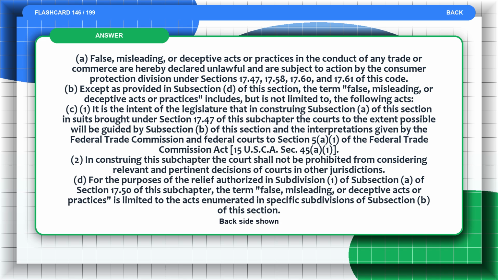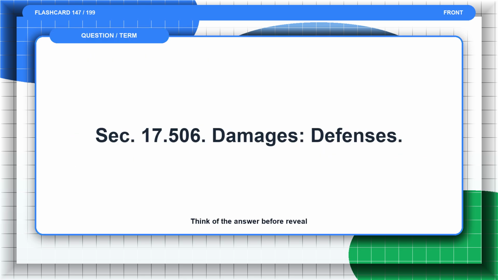Sec. 4501. 2. In construing this subchapter, the court shall not be prohibited from considering relevant and pertinent decisions of courts in other jurisdictions. D. For the purposes of the relief authorized in subdivision 1 of subsection A of section 17.5 of this subchapter, the term false, misleading, or deceptive acts or practices is limited to the acts enumerated in specific subdivisions of subsection B of this section.